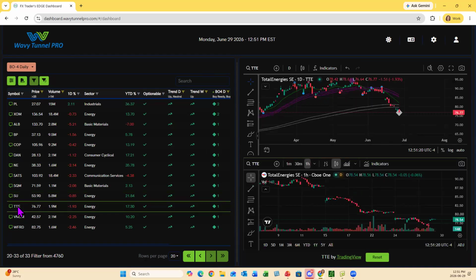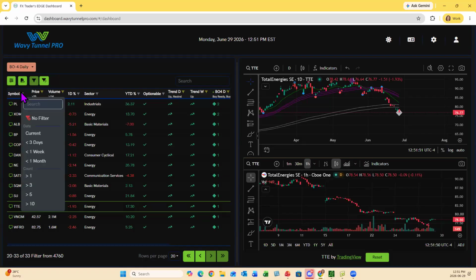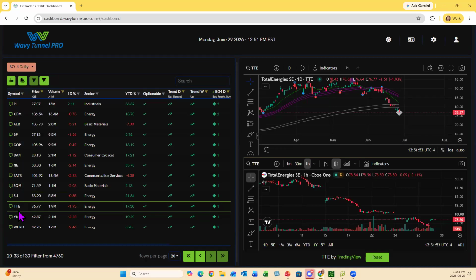And this is TotalEnergies. These are all energy companies. So again, it's important to see what they do and if their profitability is based on the price of oil. 78.50, 78.77. So we're closing a little bit. Now, if you want to see what they do, there is a way to do that here. What is it? The information. We can get the information.